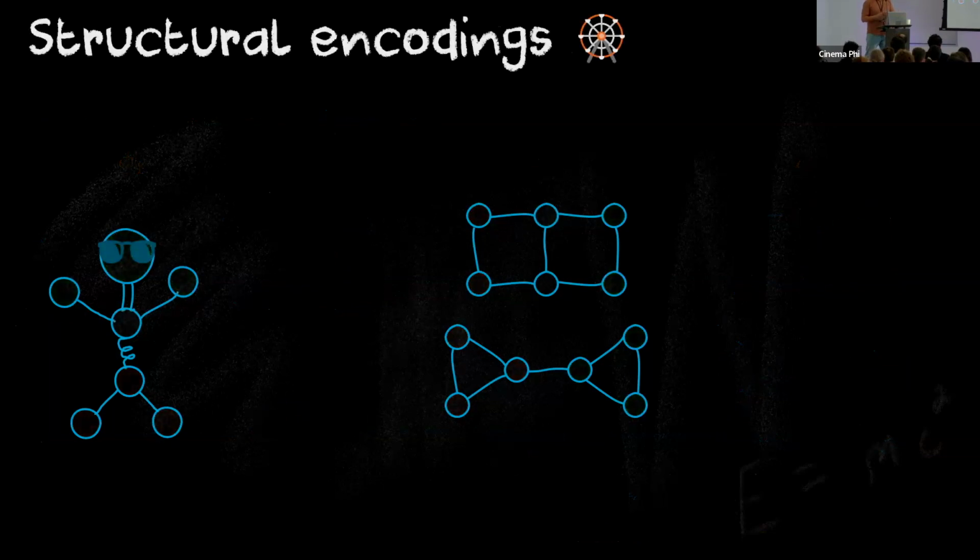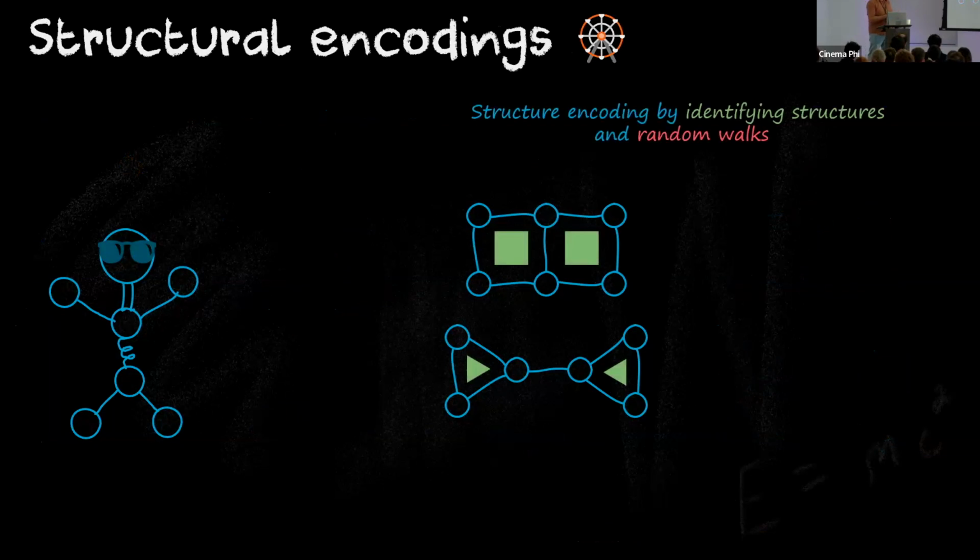What are structural encodings? It's another way that is also very powerful in molecules, because molecules are really about structure, and chemists have been analyzing the structures of molecules for a very long time. So again, this is a good inductive bias. You can just imagine identifying squares and triangles, or pentagons and hexagons that you find a lot in molecules. But another way is also to do random walks. Doing a random walk is like you start at a node and you look at the probability of going back to that node after a certain number of steps.